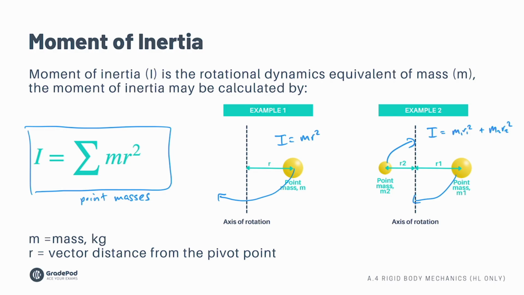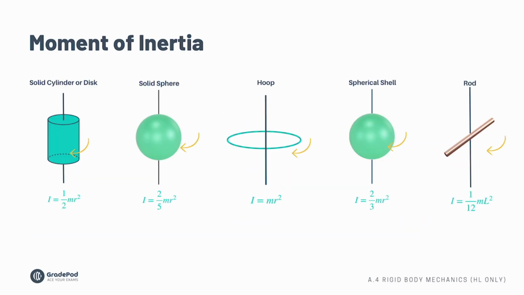I know what you're thinking. How often do you get spheres going around an axis? That's stupid. Well, you're right, it is stupid. So let me give you some other expressions for moment of inertia. Here are the common objects that experience rotational motion in IB physics. And we've got their accompanying expressions for moment of inertia below them.